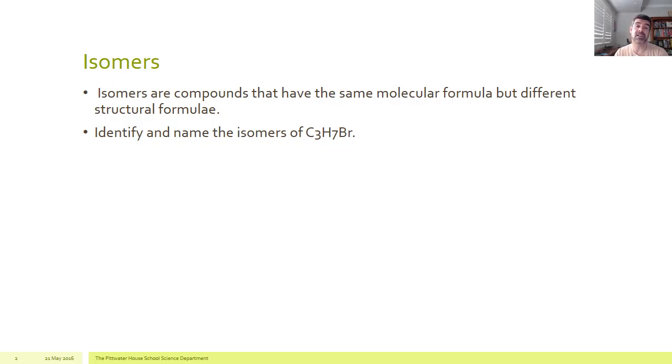In this one, we're going to look at isomers, and isomers are something that we have looked at previously. They're compounds which have the same molecular formula but different structural formula. So one of the ways of very simply dealing with that is to look at a couple of examples. So the first one will be this compound here, C3H7Br. So let's just draw the carbons in a line for the moment.